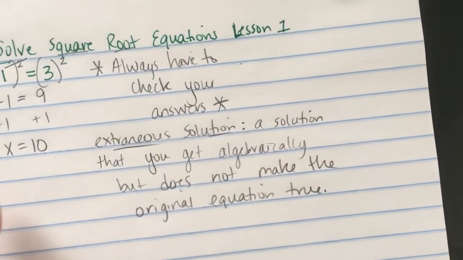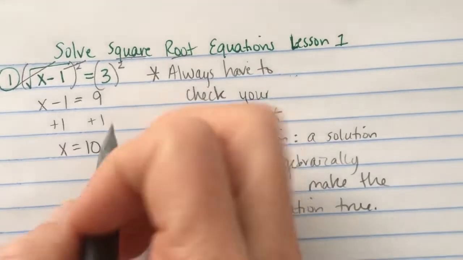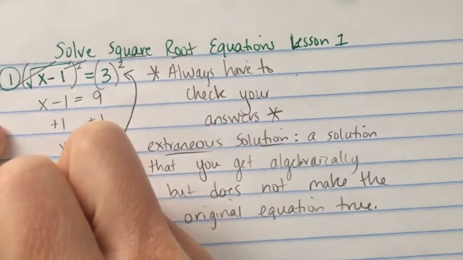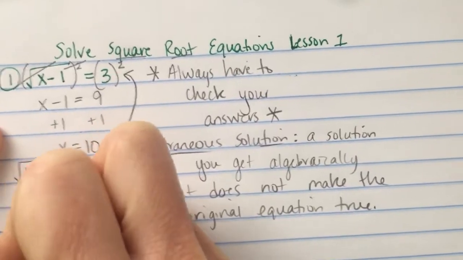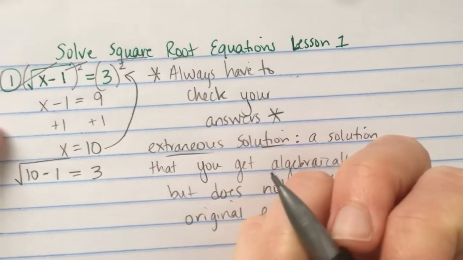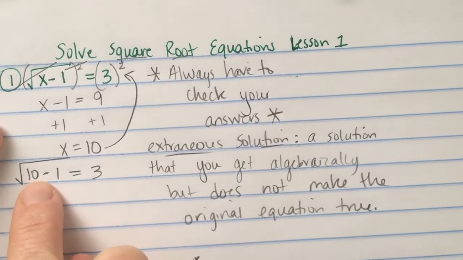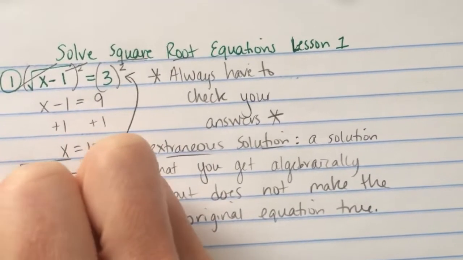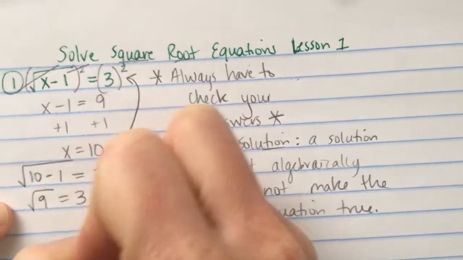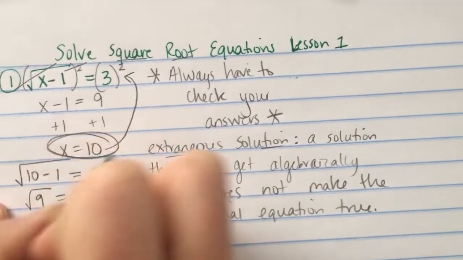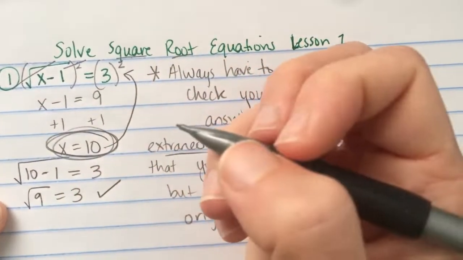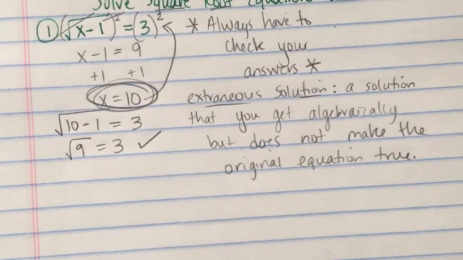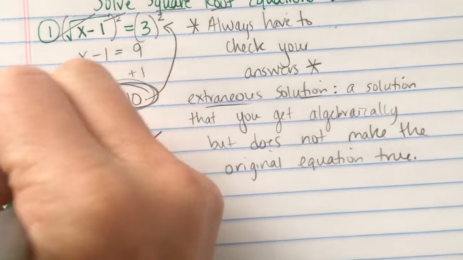Alright, so let's plug back in 10 to the original equation. So it would be the square root of 10 minus 1 equals 3. Well, 10 minus 1 is 9, and the square root of 9 is 3. So that does work. So x equals 10 is my answer. Okay, let's do another one.